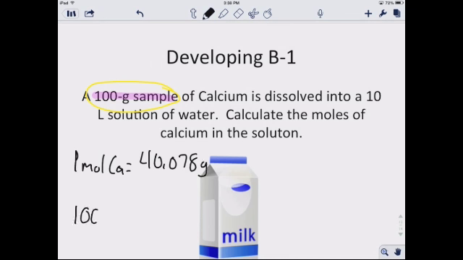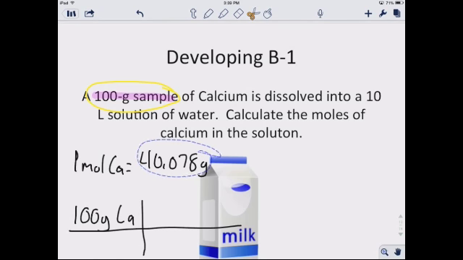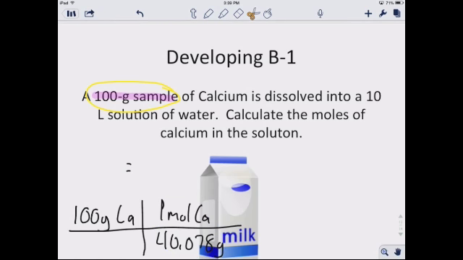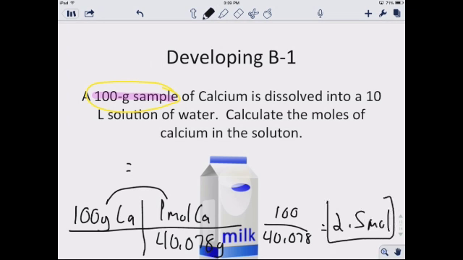So we set it up. We have 100 grams of calcium, and we have our grams sitting right there. So guess what? We're going to put our grams on the bottom, and we're going to put our moles on the top. And then we go ahead and work this out. 100 times 1 will give us 100. And 40.078 by itself down there. We go ahead and plug this in the calculator and we'll get, rounded, 2.5 moles of our calcium.